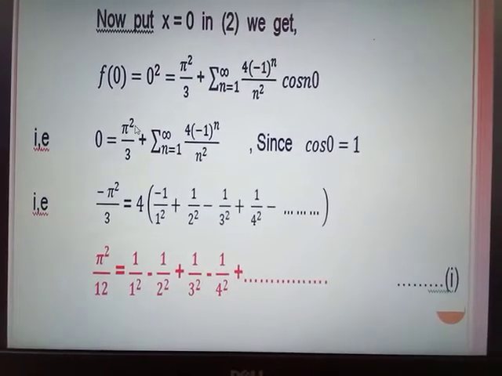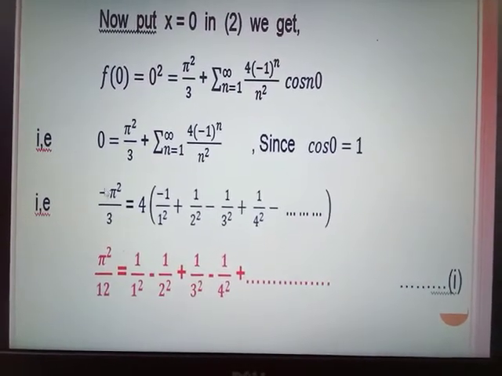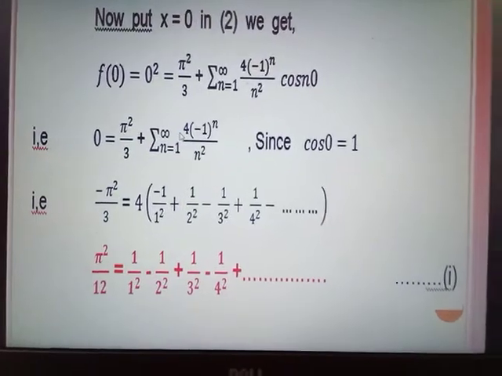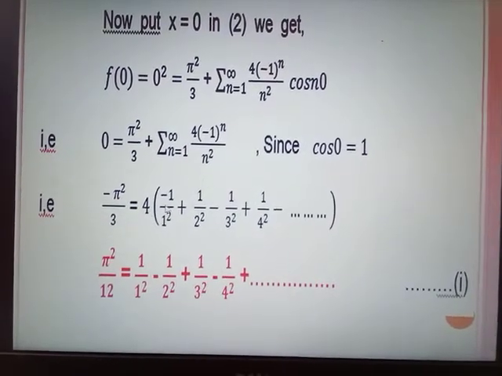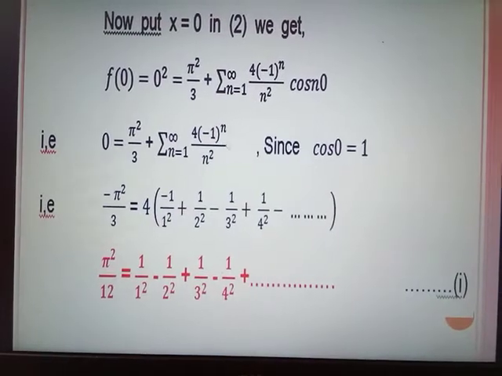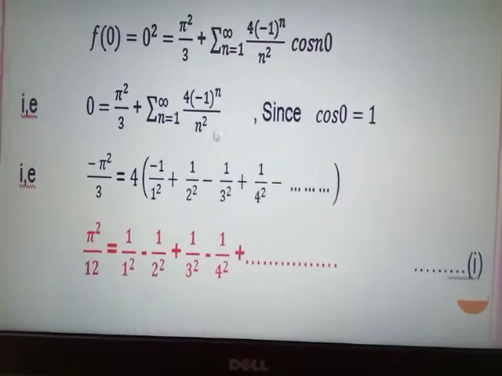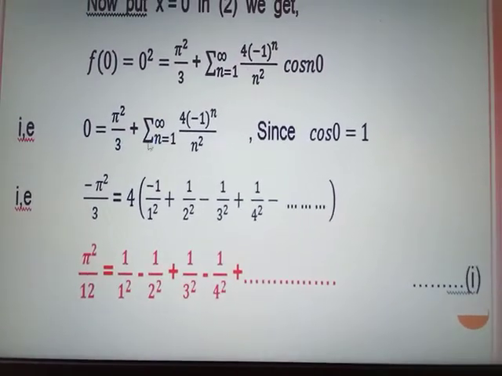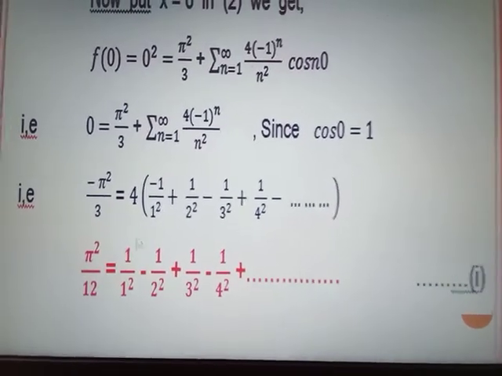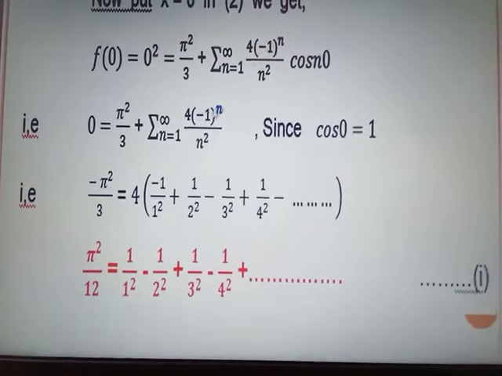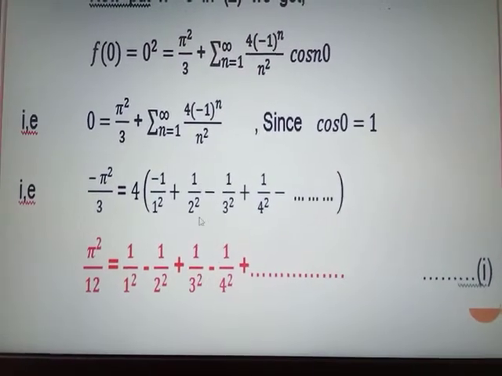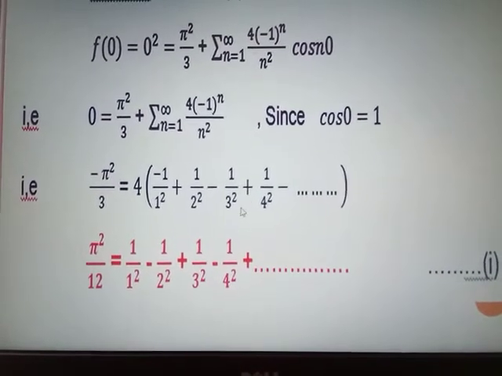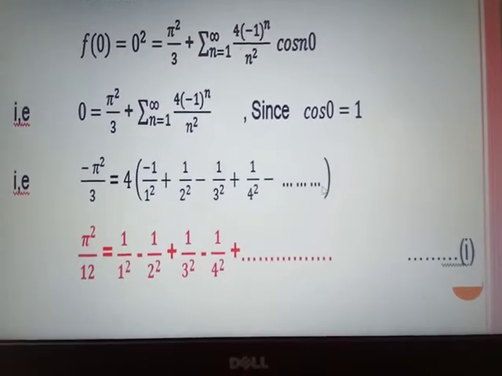Now, take this pi square by 3 to this side. We get minus pi square by 3 is equal to, here 4 is constant. To apply this summation, take this 4 outside the summation, this is 4 into minus 1 raised to n by n square. For this summation, we get minus 1 by 1 square, because substituting the first n value as 1, we get minus 1 by 1 square. Next, apply n as 2, we get 1 divided by 2 square, then apply n as 3, it will be minus 1 by 3 square, plus 1 by 4 square, and so on.